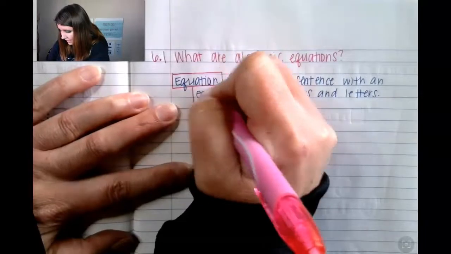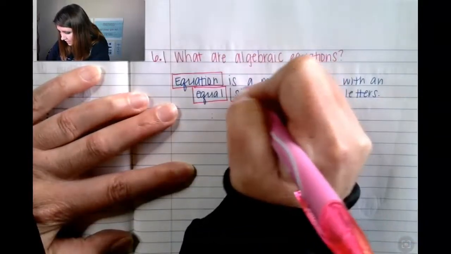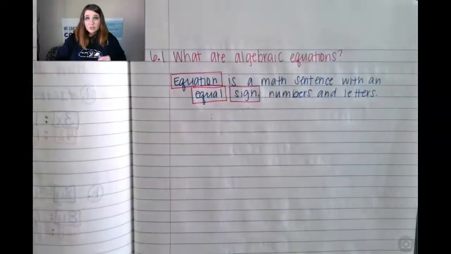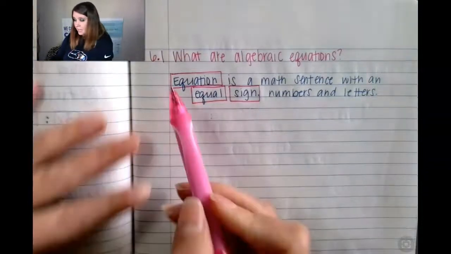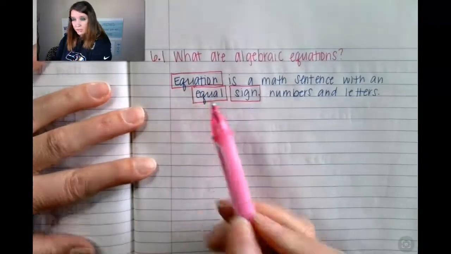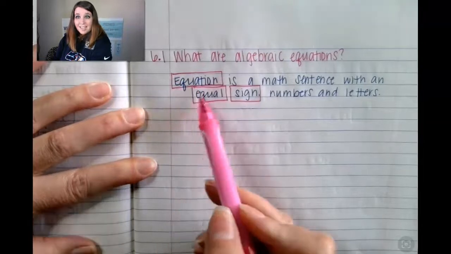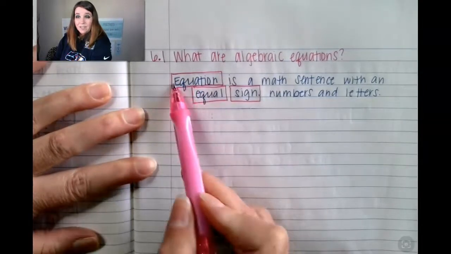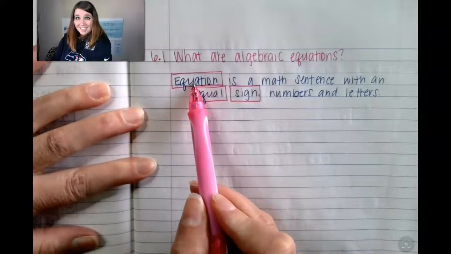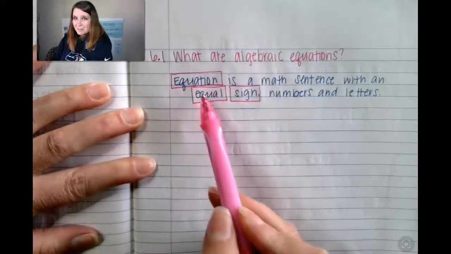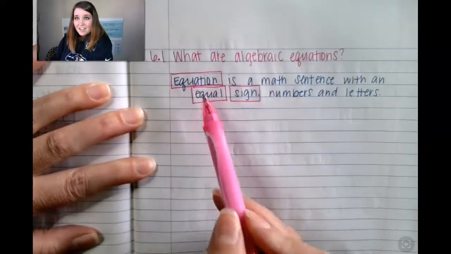So equations have equal signs. And I like to remember this because equations, equal sign. Look how they start. They start the exact same. Isn't that crazy? Look, they match.